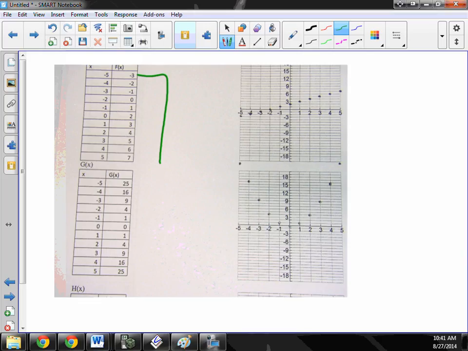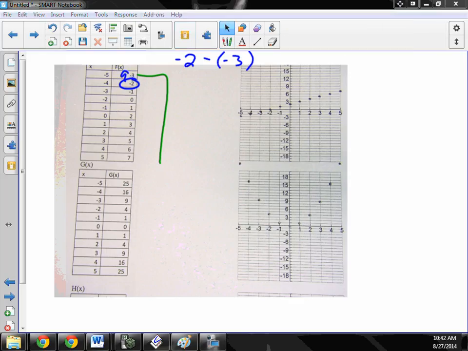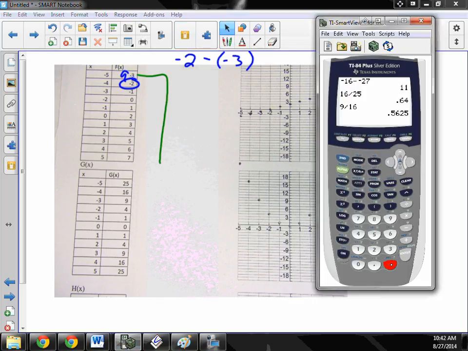Well, how do you go from -3 to -2? You add 1. And if you forget that, it's really easy. Take this number, -2, and subtract the number above it, -3. So on my calculator, -2 minus -3 is going to give me a +1. So I have a first difference of 1. What is my next first difference? 1 plus 1 plus 1, and that continues all the way down.